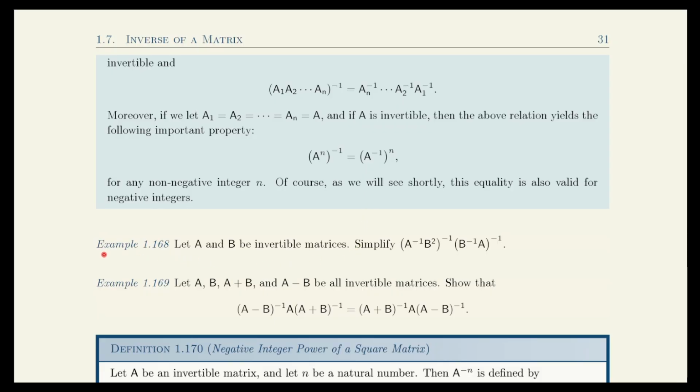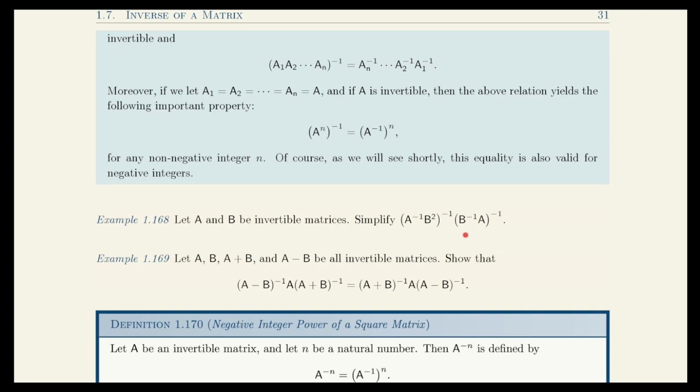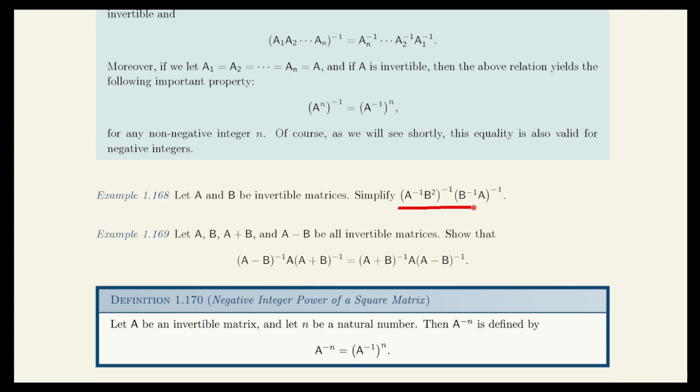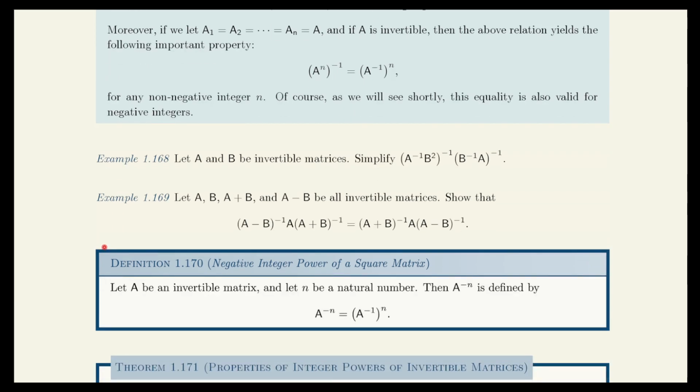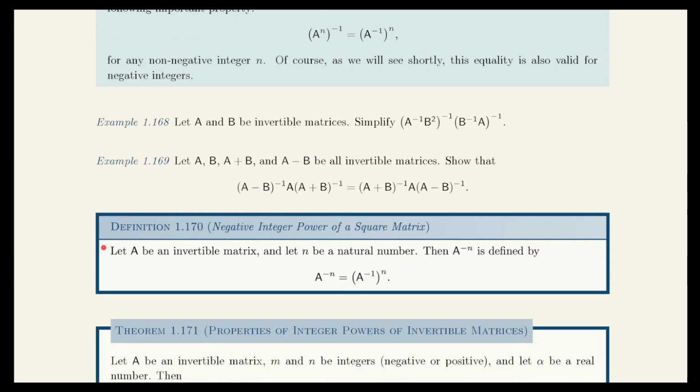We want to solve this example. Let A and B be invertible matrices. Simplify this expression as much as possible. Okay, I want to pause recording and wait for you to do it yourself first. This is a simple exercise, but I designed this one a little bit hard. If you think that is too easy for you, don't waste your time. I recommend you do it quickly and then go to this one. Then we come back together and solve the problem. Okay, I pause recording now.